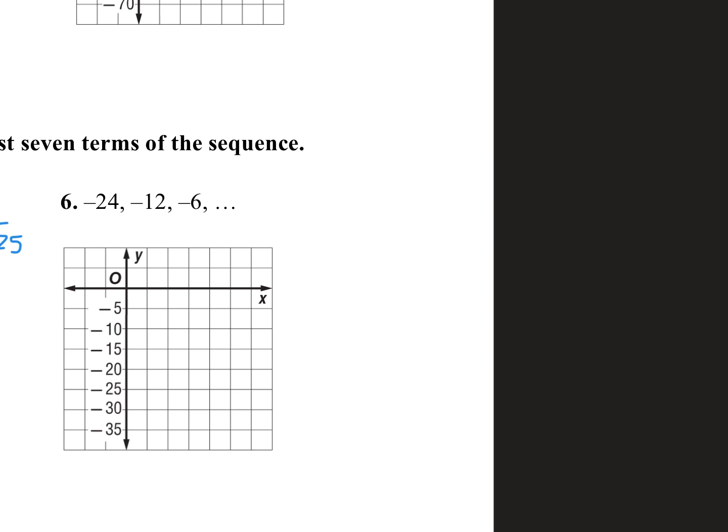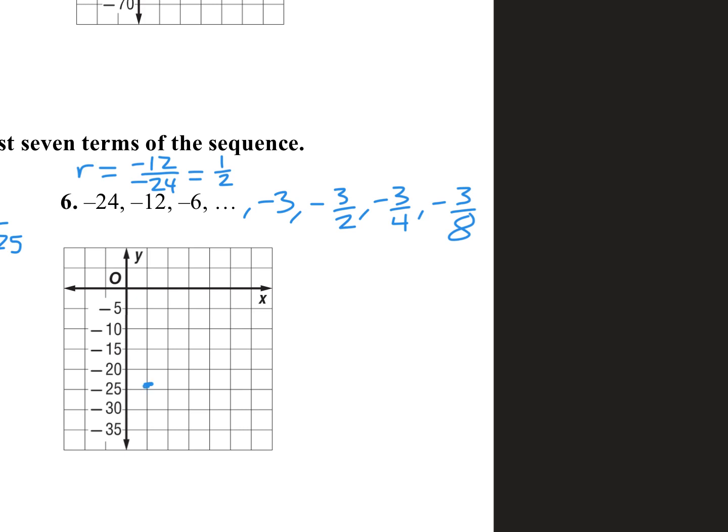For number 6, let's start by finding the R value. We take the second number, divide by the first number, you get positive 1/2. So we just keep multiplying by 1/2. The last number was -6. Half of that is -3. -3/2, -3/4, -3/8.